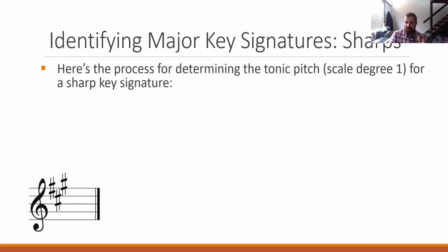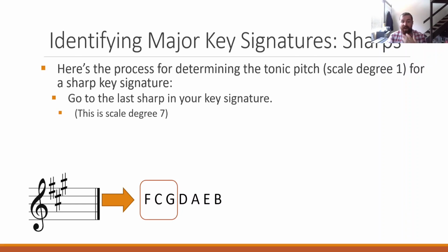So let's look at that. Now, keeping these straight is going to be really important. So make sure that you really remember that there are 2 different processes and which one is which. So for sharp keys, go to the last sharp in your key signature. In this case, we have F sharp, C sharp, and G sharp: F line, C space, G space. The last sharp is G sharp.